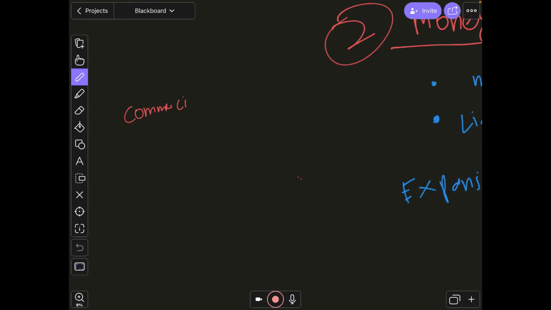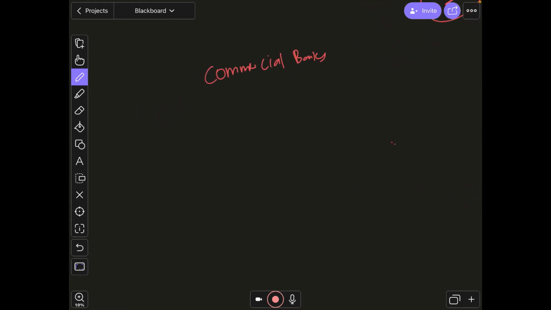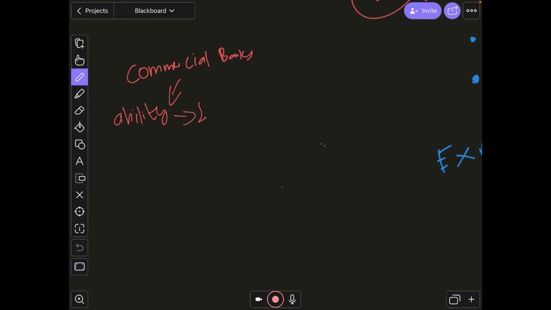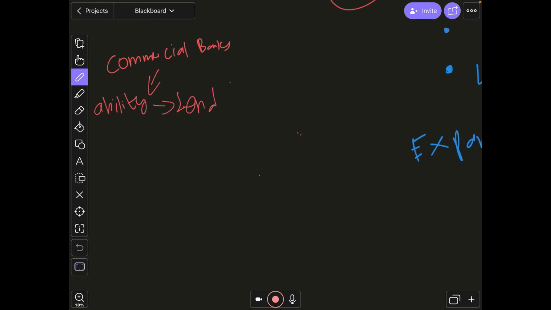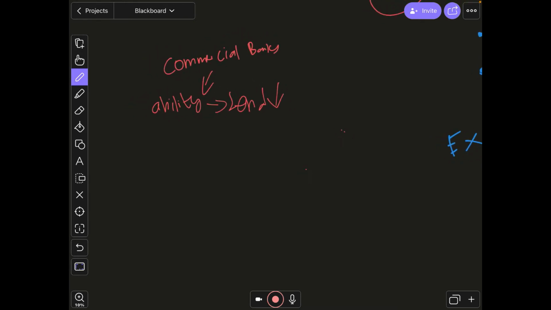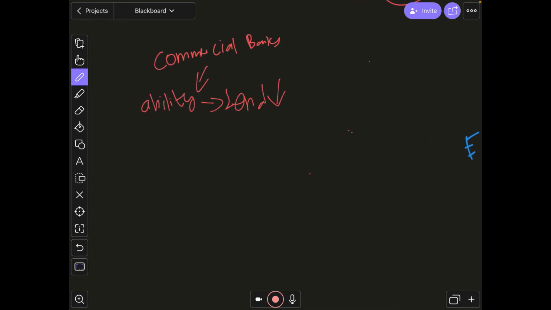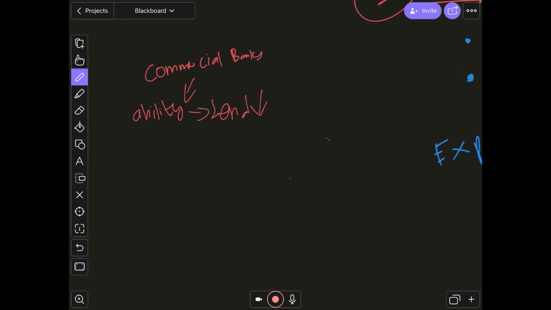So let's say if the liquidity ratio is high, then the ability of these commercial banks to lend money will reduce, and now they can lend less money. But since in this case we're talking about expansionary, which means we have to increase aggregate demand somehow, what the government will do is lower the liquidity ratio.